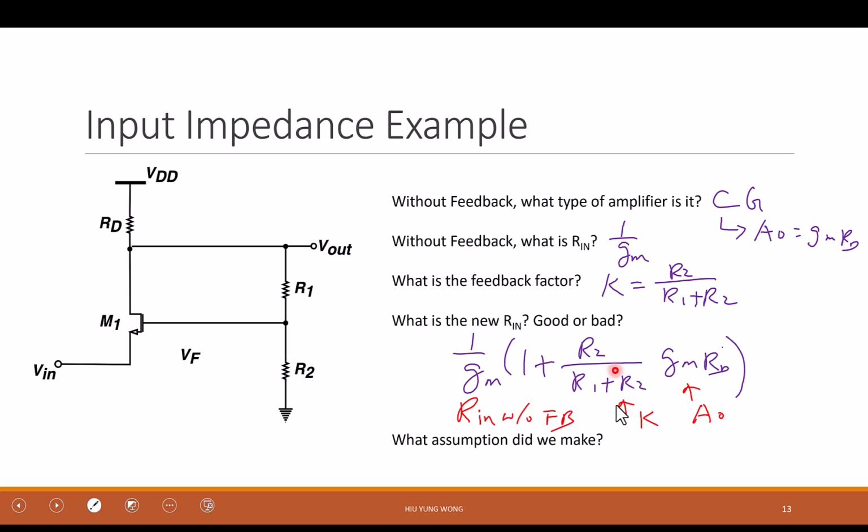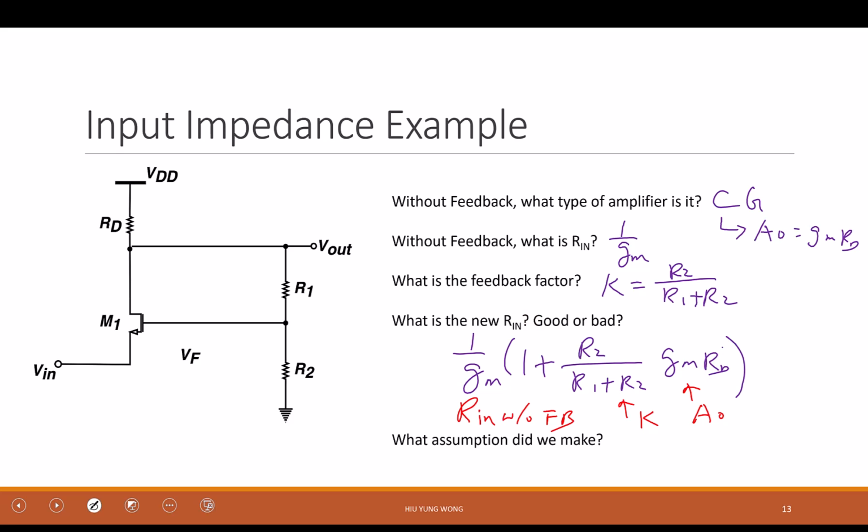Are the units correct? Let's take a look. What unit is GM RD? No unit. R2 divided by R1 plus R2, no unit. Unitless plus 1 unitless. 1 over GM is resistance, correct, R in. Everything makes sense, right? If you do not get this, then you know that you did something wrong, right?